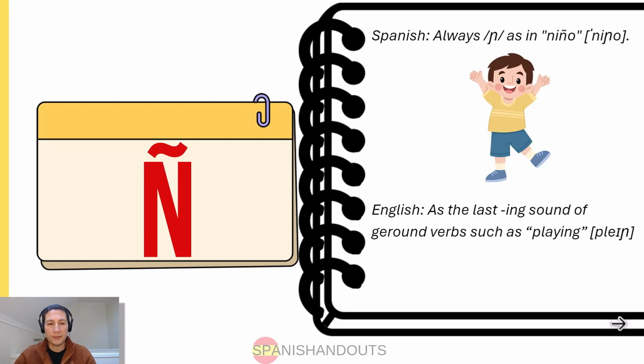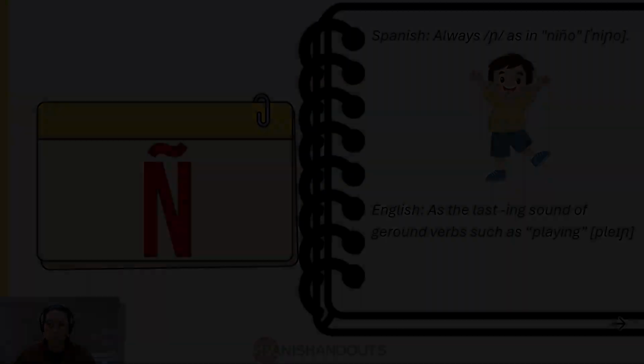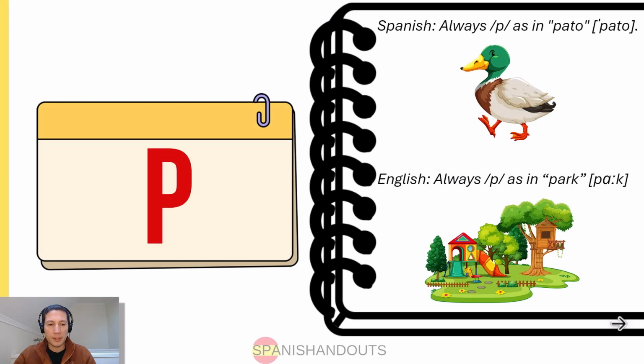Next, we have a special one, the letter ñ. In Spanish, it's always pronounced like ña, ña, as in niño. In English, as the last ing sound of the gerund verbs, such as playing, and there you will have a similar sound. Next, we have the letter P.